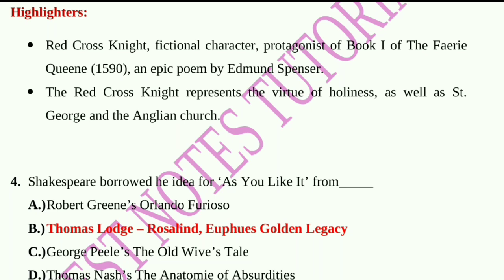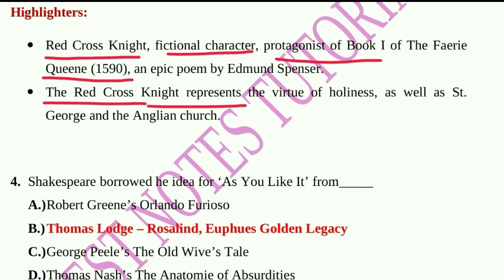Red Cross Knight is a fictional character, the protagonist of Book One of The Faerie Queene, which was written by Edmund Spenser in the year 1590. An epic poem by the writer, the Red Cross Knight represents the virtue of holiness, as well as Saint George and the Anglican Church.